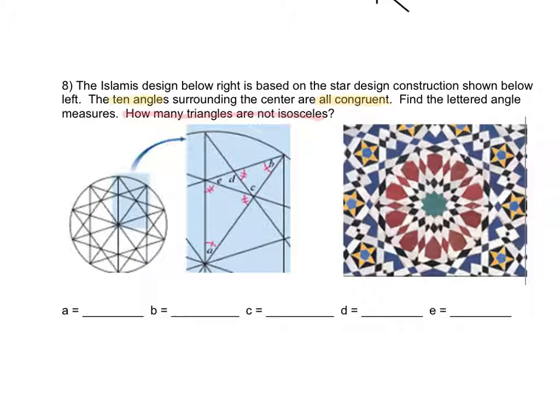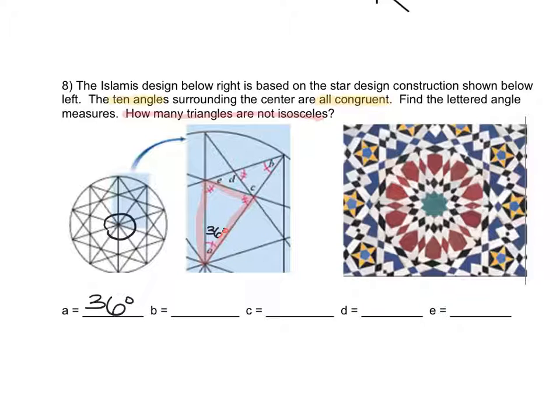So if I have 10 angles coming around here, and they're all the exact same measure and they're making a circle, then I can just do 360 divided by 10. So I know right away that this angle has to be 36 degrees. And then I'm going to look just at this isosceles triangle.